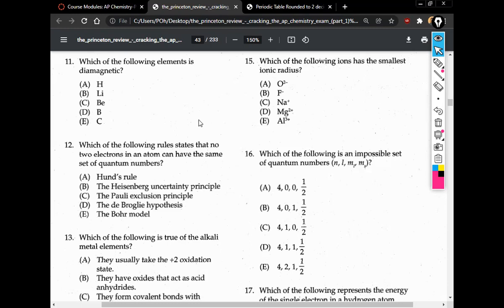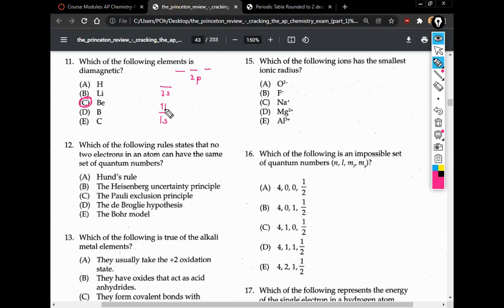Okay, so let's go over what diamagnetic means. Diamagnetic basically means that if we take a look at the subshells, the electrons are going to be split up. We start with the 1s, and then we go to 2s, and then we go to 2p, right? 2p is 3 orbitals. Now, if we take a look at hydrogen, we know hydrogen has only 1. And then for lithium, actually, I'll just give you the answer because it'll be easier to describe that way. The answer is going to be C, beryllium.